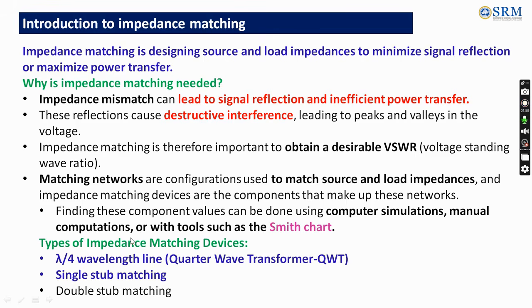So there are various types of impedance matching devices available. The first one is the quarter wavelength line, or we can say it is called the quarter wave transformer. The second type is the single stub matching device. And the third one is double stub matching. The first two we will see in detail as part of this course.